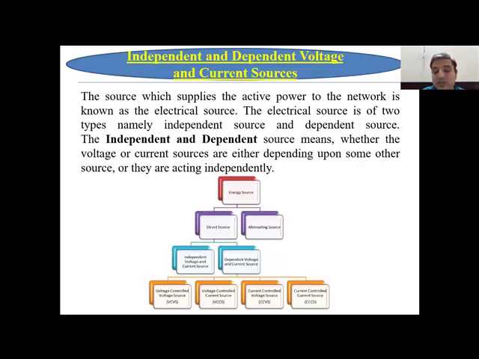A voltage source whose value is controlled by another voltage, either on the input side or on the output side. Similarly, voltage controlled current source, a current source element whose value is controlled by some other voltage in the circuit. Current controlled voltage source, where the value of the voltage source is controlled by the current flowing through any particular element in the circuit. And the last one is the current controlled current source, a current source whose value is controlled by another current available on either the input side or output side.